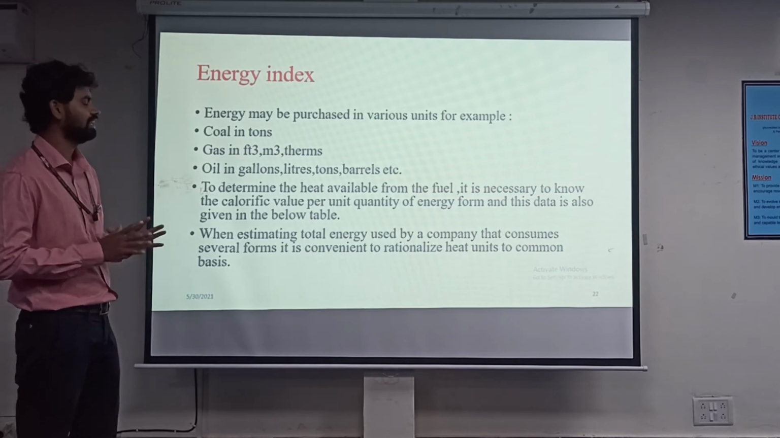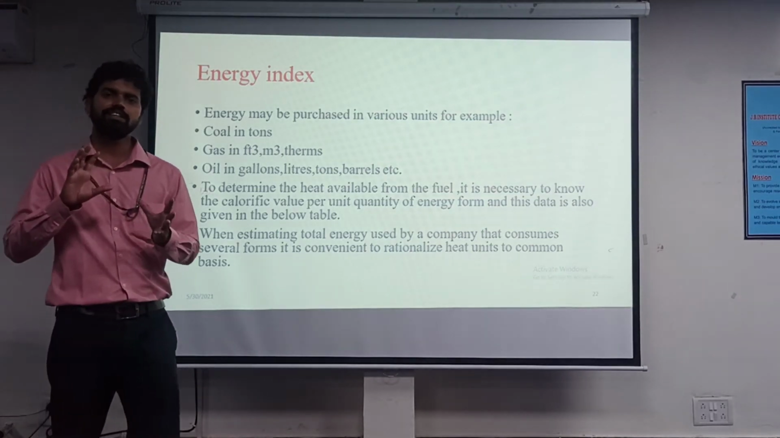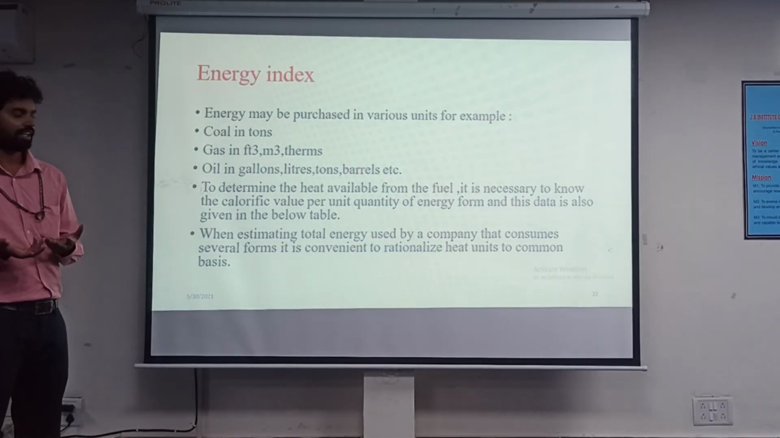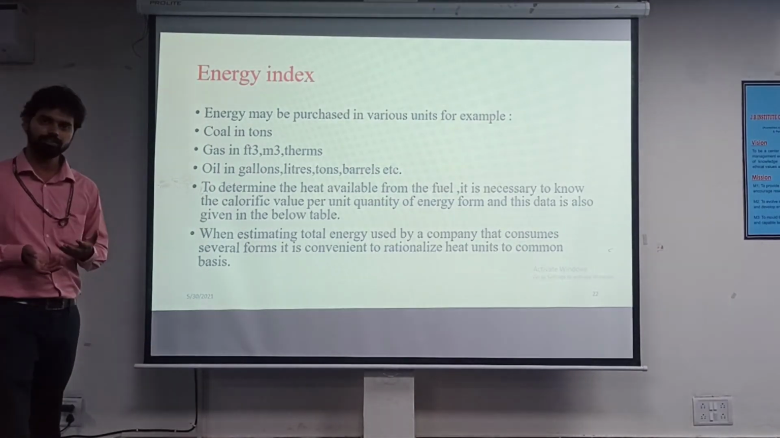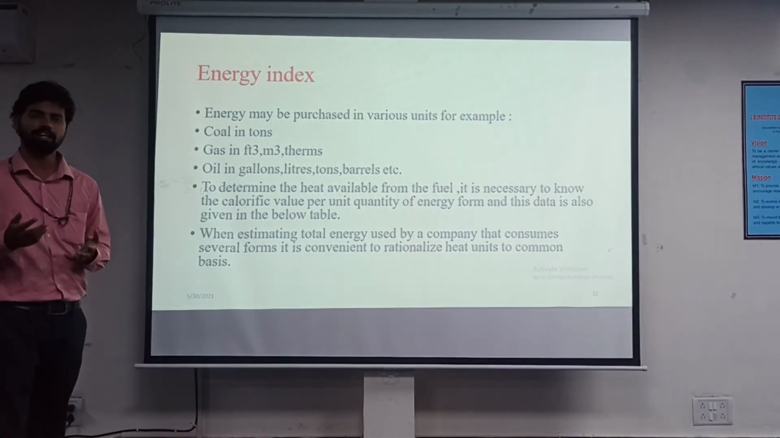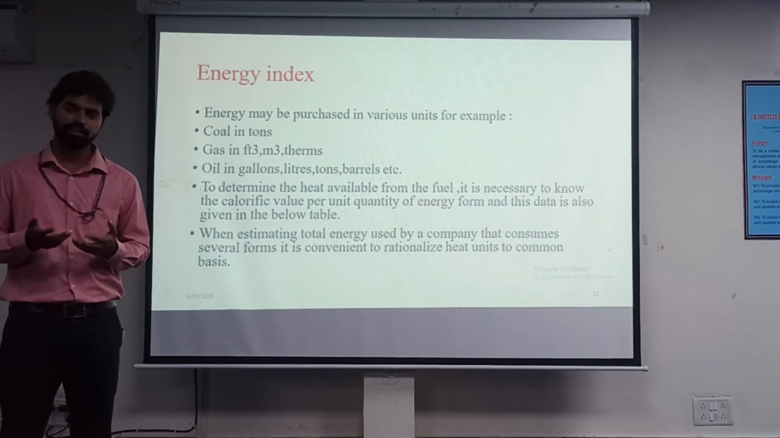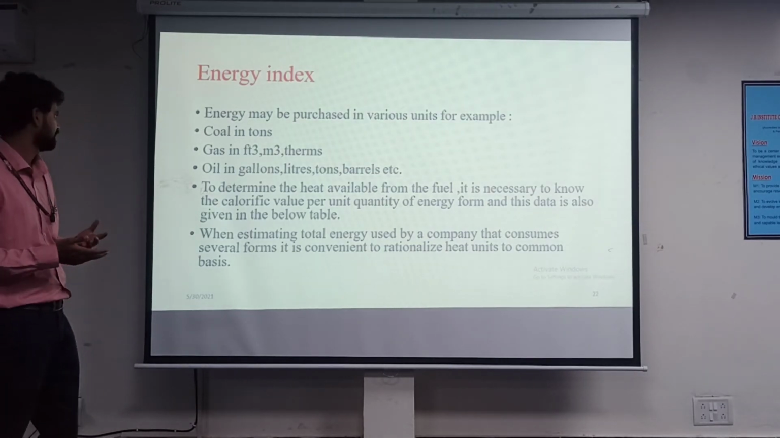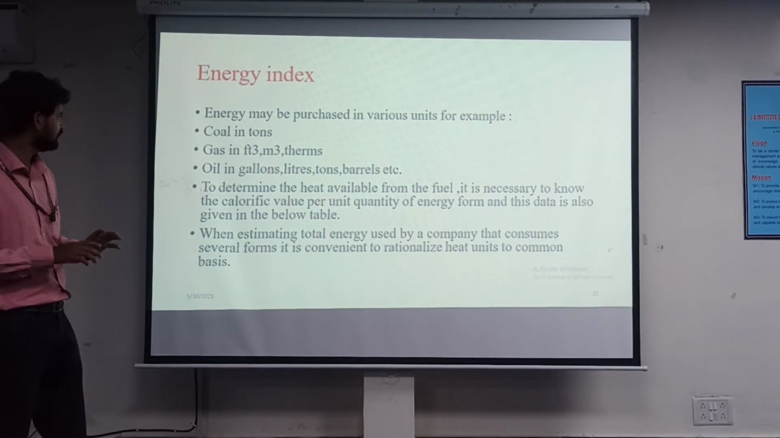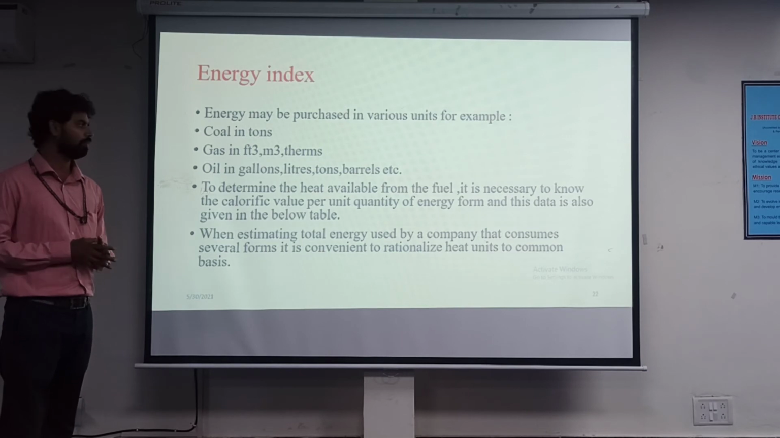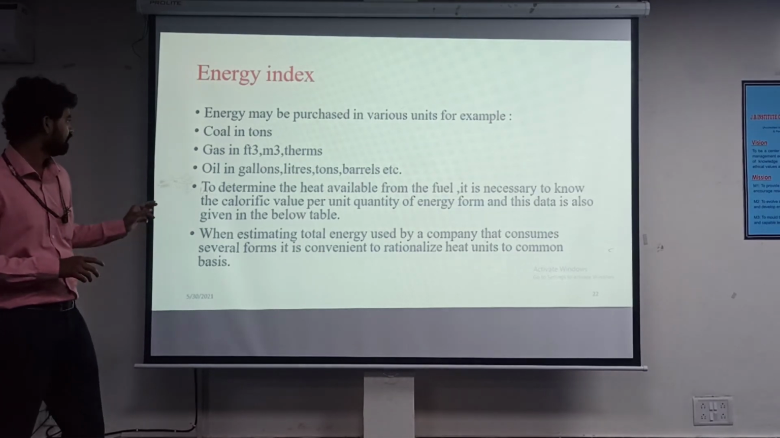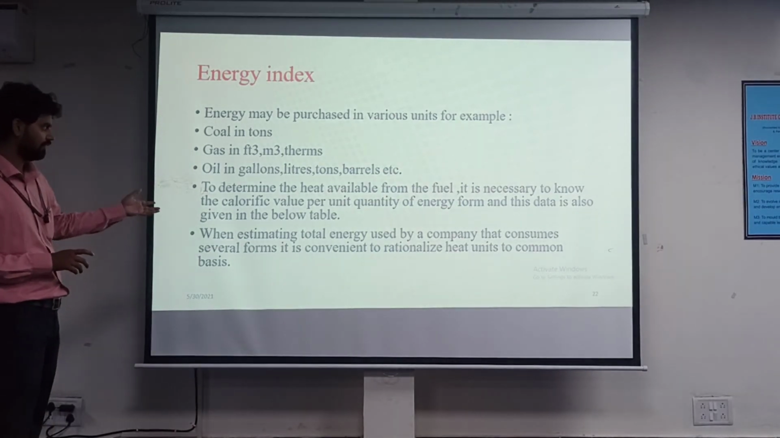Generally energy can be purchased in different units. For example, if you take coal, it can be in tons, and gas can be in feet cube or meter cube or in therms. And if you take oil also, it can be in tons or in liters or in barrels. So in order to identify the heat available from the fuel, it is necessary to know the calorific value per quantity of energy form, and this data is also given in the next table that we can see.